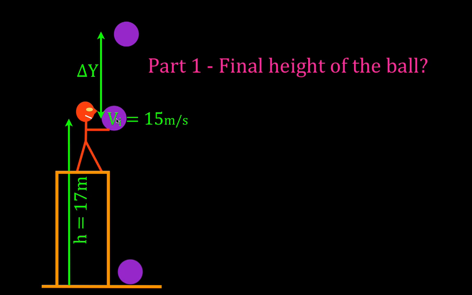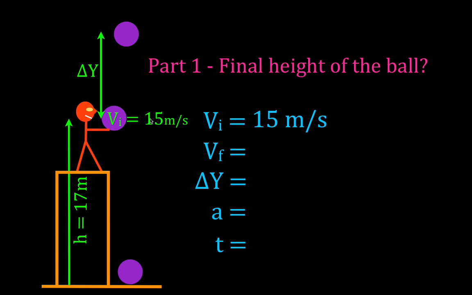All right, to do that, as we've done with all of our kinematic problems, we are going to get out all 5 of the kinematic variables. That is the initial and the final velocity, the change in position, the acceleration, and the time. Now we're going to fill in what we know and what we don't know and what we're looking for. We're given that the initial velocity is 15 meters per second.